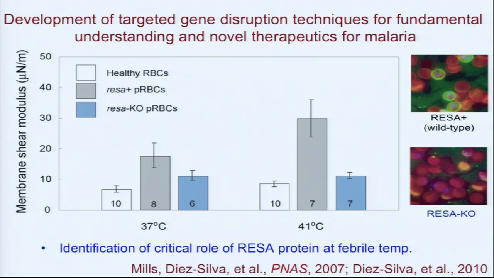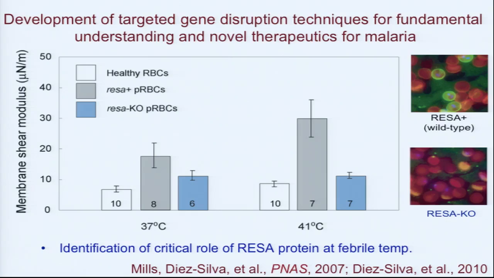That's at body temperature. Now, if you go to febrile temperature, you know that when somebody gets malaria, every 48 hours they have a fever episode. So what happens is that when the body gets the parasite, the body tries to fight it by raising the temperature, but the RISA protein and the parasite fight back because RISA stabilizes the cytoskeleton of the red blood cell. By knocking out RISA, you prevent the parasite from having the upper hand in that battle.